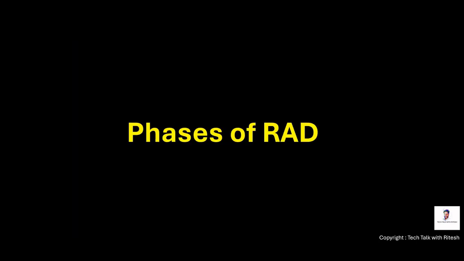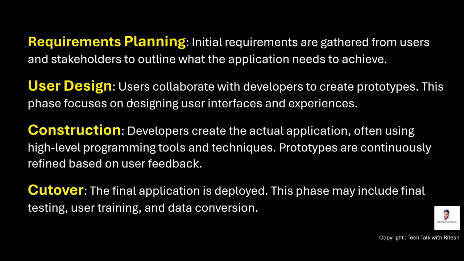Let's see the phases of the RAD model. Okay, so these are the phases: requirements planning. Initial requirements are gathered from users and stakeholders to outline what the application needs to achieve. That is like requirement gathering and planning. User design. Users collaborate with the developers to create prototypes. This phase focuses on designing user interfaces and experiences. Sometimes we call it UX design.